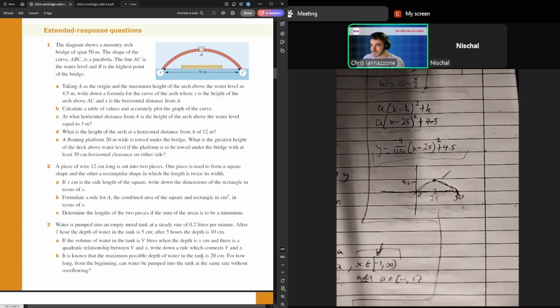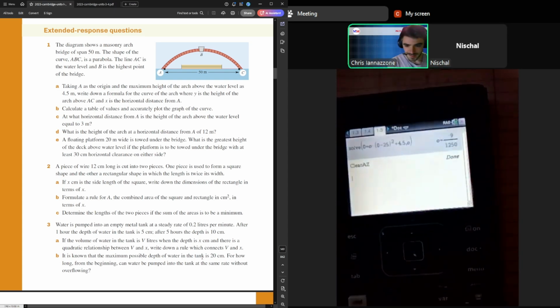Okay, part C. At what horizontal distance from A is the height of the arch above the water level equal to 3? To do this, I believe you just say y = 3 and sub that back into the equation we had. Absolutely.